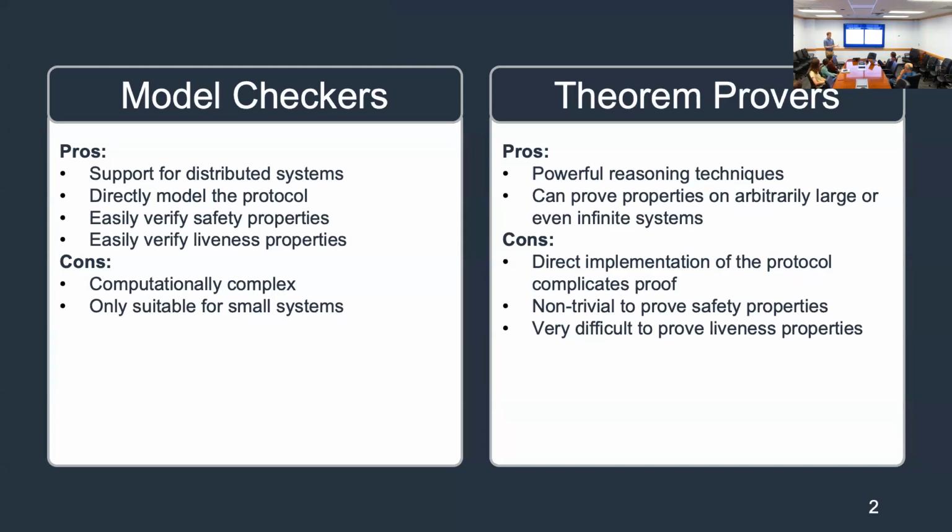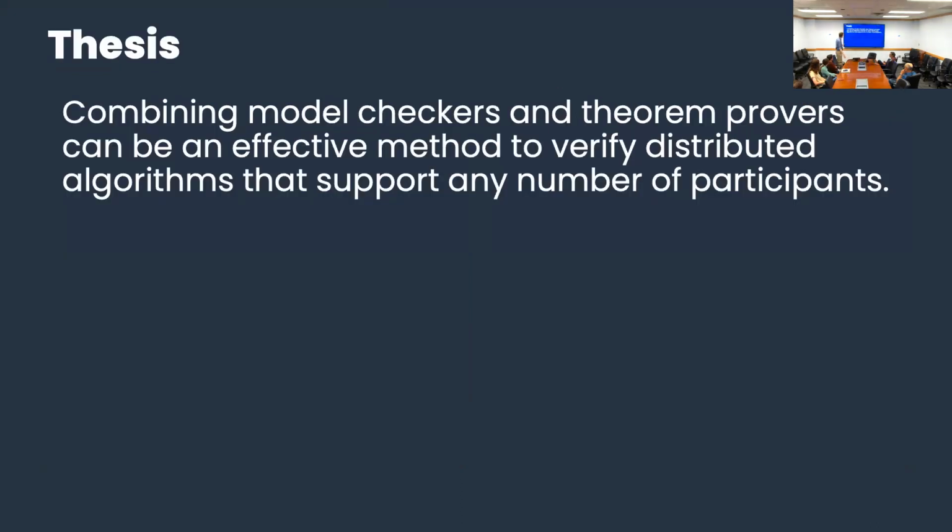However, directly implementing distributed protocols often leads to a very complicated proof. And each property you'd like to prove has to be individually proven, which is non-trivial, and liveness properties are especially difficult to prove. So you can see that the pros and cons here overlap, which leads to my thesis, which is that combining model checkers and theorem provers can be an effective method to verify distributed algorithms that support any number of participants.